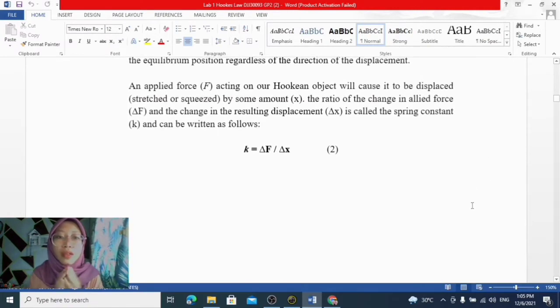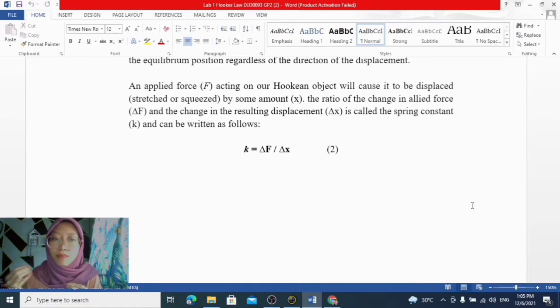An applied force acting on our Hookean object will cause it to be displaced, stretched or squeezed by some amount, x. The ratio of the change in applied force and the change in the resulting displacement is called the spring constant and can be written as follows: K equals applied force divided by resulting displacement.